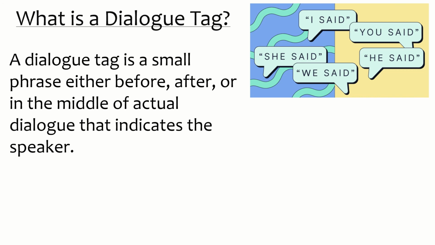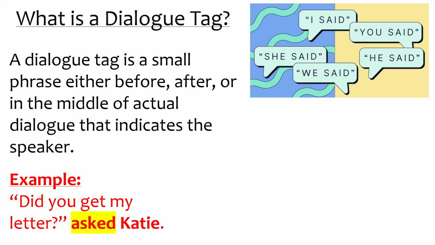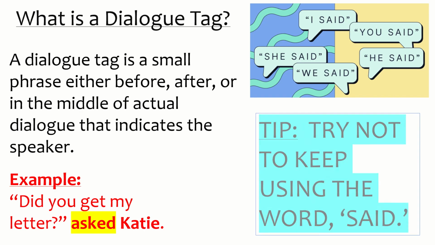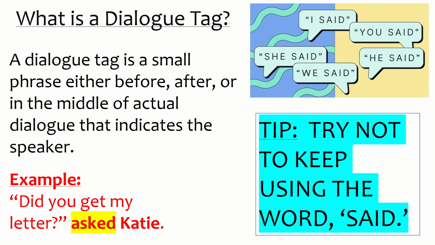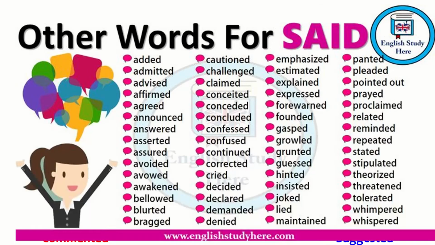So with your dialogue tags, which is where it indicates who's spoken: "Did you get my letter?" asked Katie. Asked is the dialogue tag. Try not to say "said" all the way through. So you could say stuttered, whispered, and so on. Pause the video if you want to look for some more.